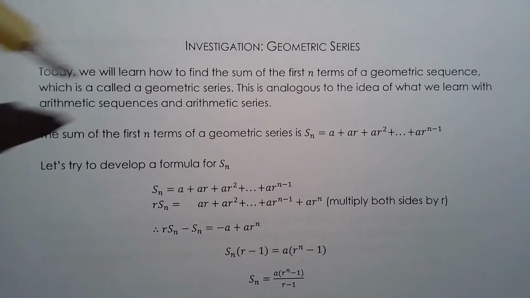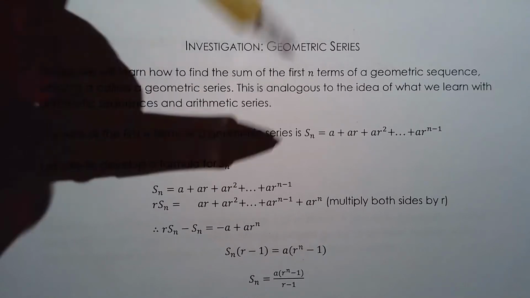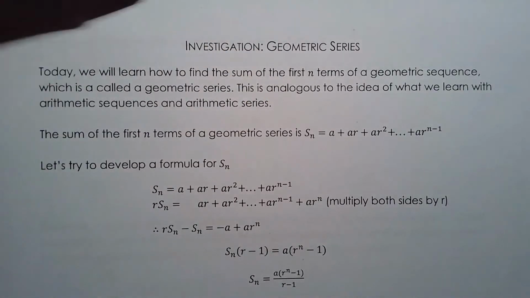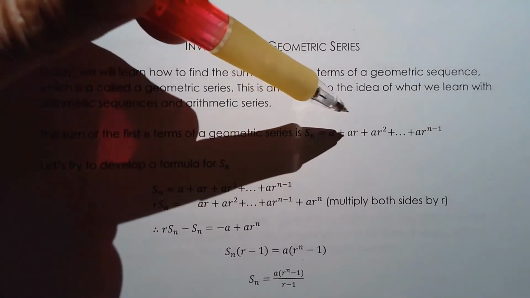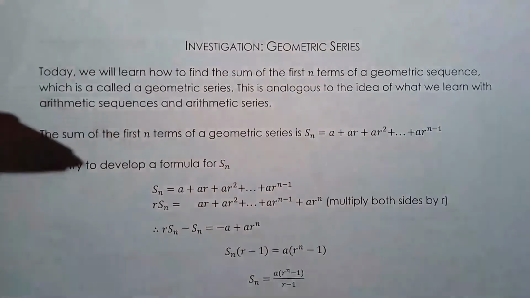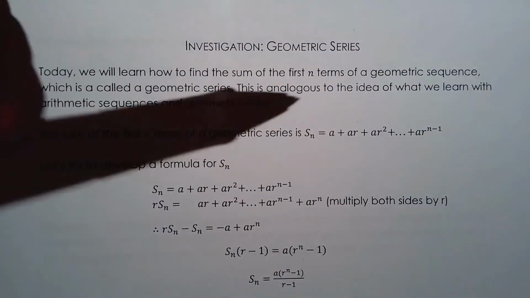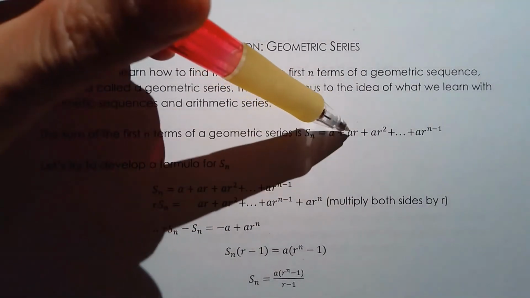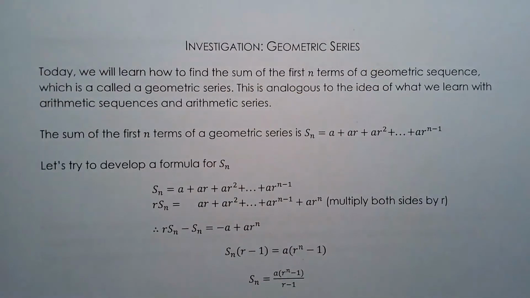So let's first say that the sum is represented by s sub n. So it's equal to a plus ar plus ar squared all the way up to ar to the power of n minus 1. That makes sense because it's the first term, second term, third term, up to the nth term of the geometric series.